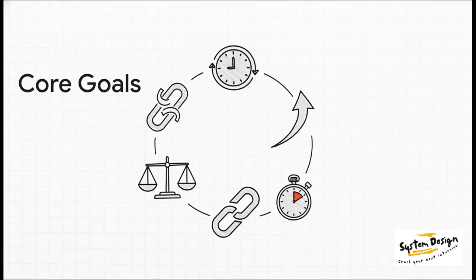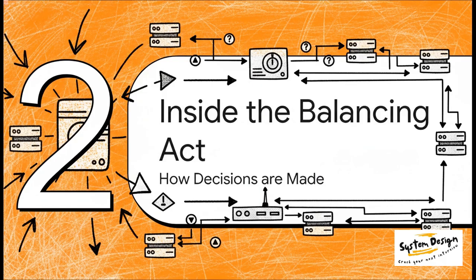And the whole reason we do this is to hit a few really critical goals. We want the app to have high availability, which just means it's always on. We want it to be scalable, so it can handle those huge traffic spikes. We want fault tolerance, so if one server dies, who cares? And of course, we want low latency to make sure the experience is super fast and smooth for you, the user.